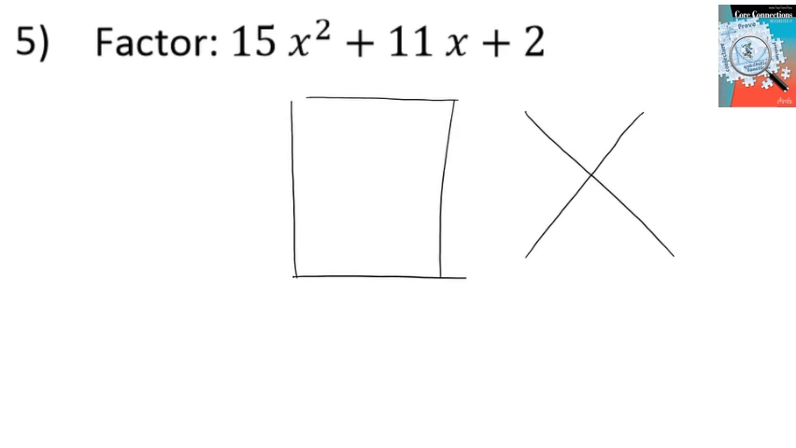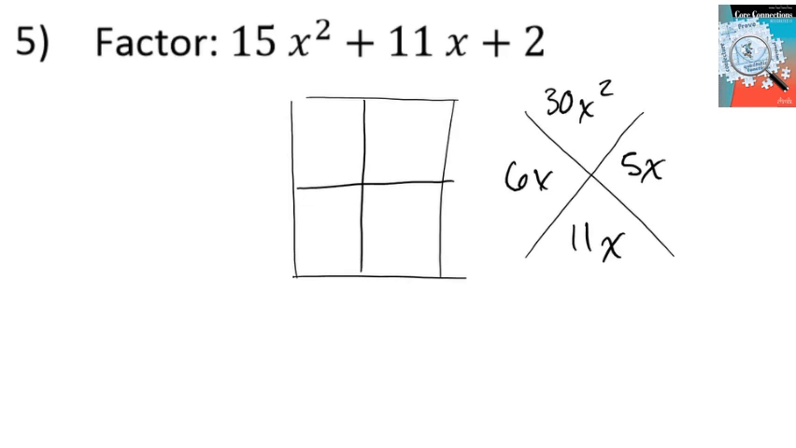So in the AC method of factoring, I've got 2 times 15x squared, so this is 30x squared, and then down below I have an 11x. So I'm looking for two terms that have a product of 30x squared, and they have a sum of 11x. And 6 times 5 is 30, and 6 plus 5 is 11. So my terms are 6x and 5x.